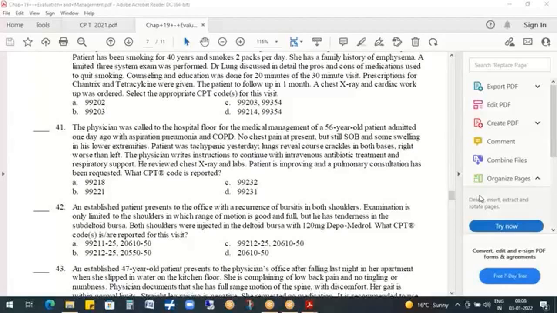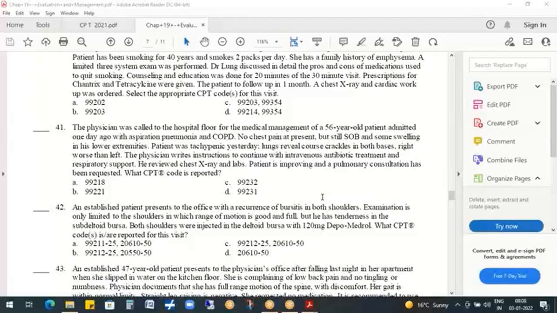Sure, initial and treatment and the service is same. Same. Okay, that means what is your location in the given question? Inpatient, sir. Okay. Now, the physician was called to the hospital floor for the medical management. A 56-year-old patient admitted 1 day ago. That means 1 day ago means he is an inpatient. Patient was yesterday, lungs revealed treatment, patient improving. That means we need to quote from inpatient.